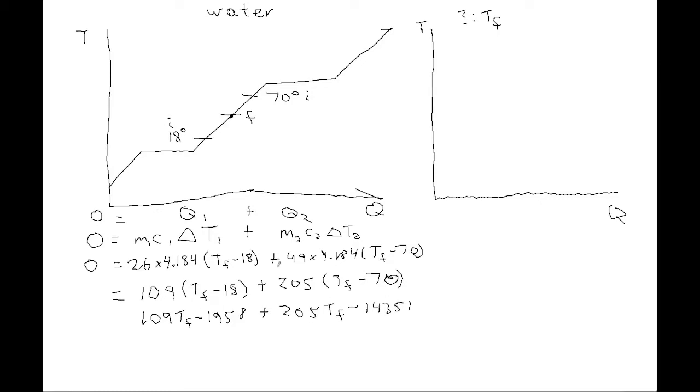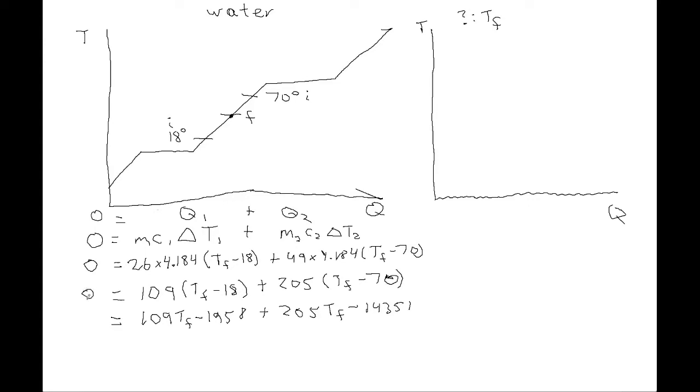By the way, are these two TFs the same or different? They're the same. So it doesn't make sense to call this TF2, which I think you said a second ago. It's just TF. We need to have different numbers for the delta T and possibly for the specific heat, and for the mass. The mass is definitely different, but the final temperatures are the same for both of them.